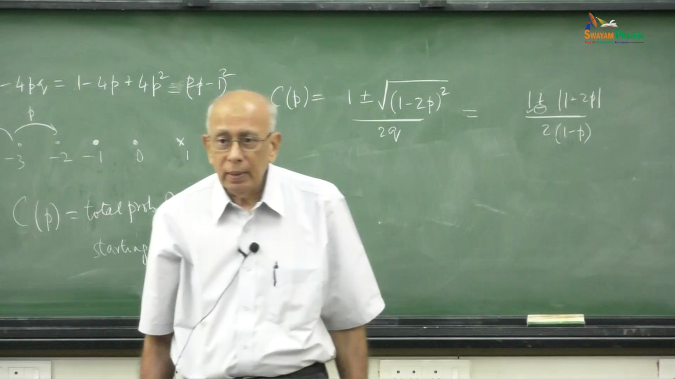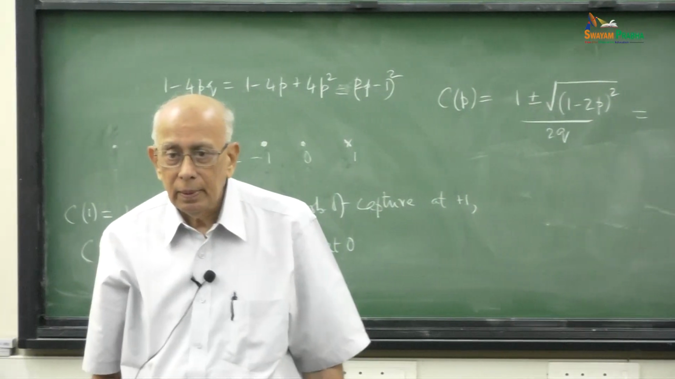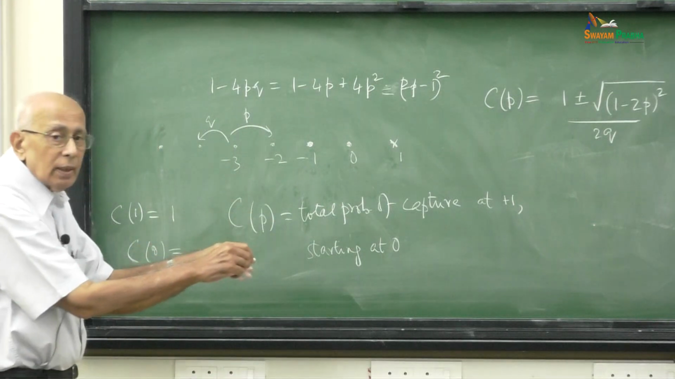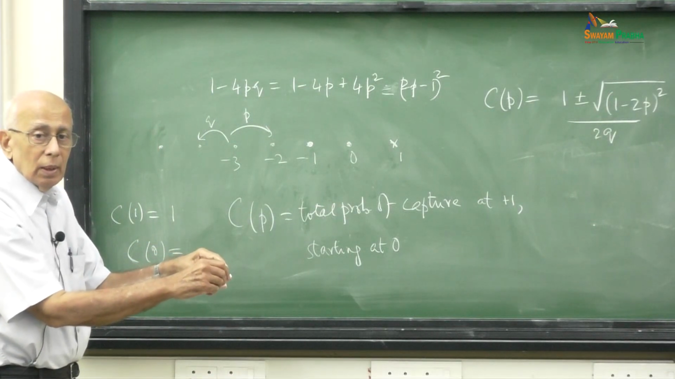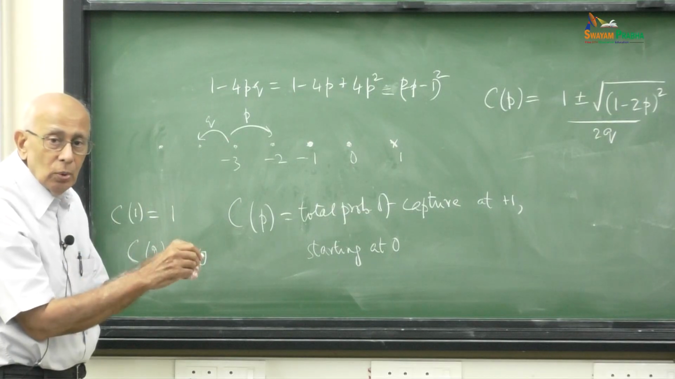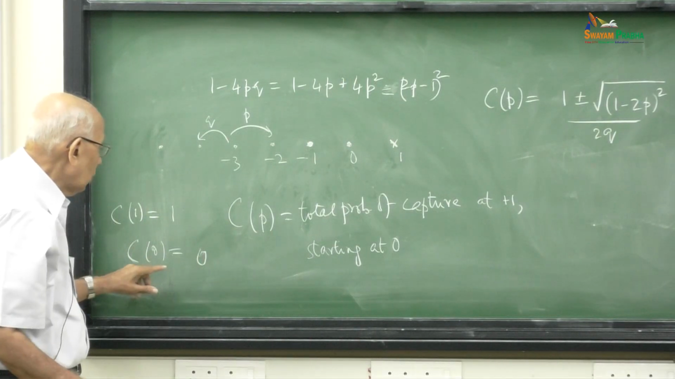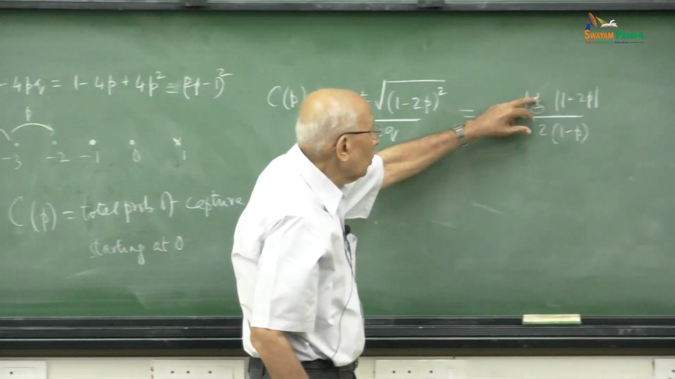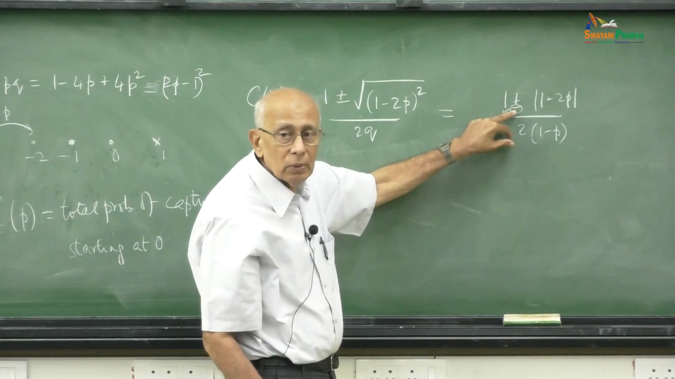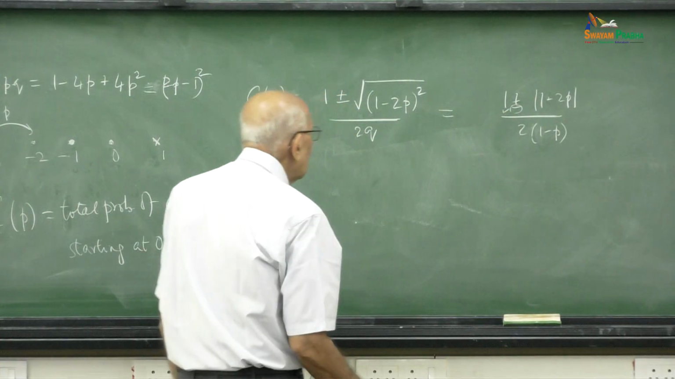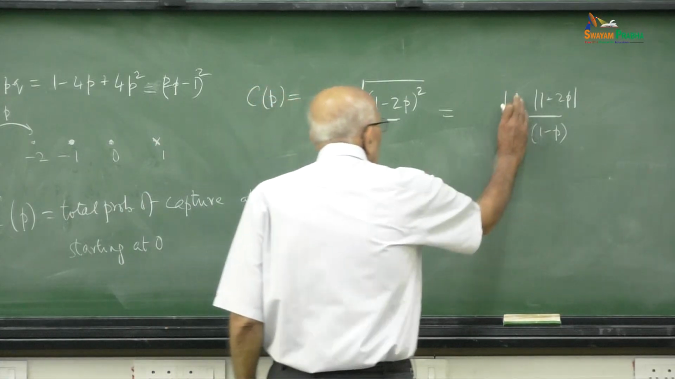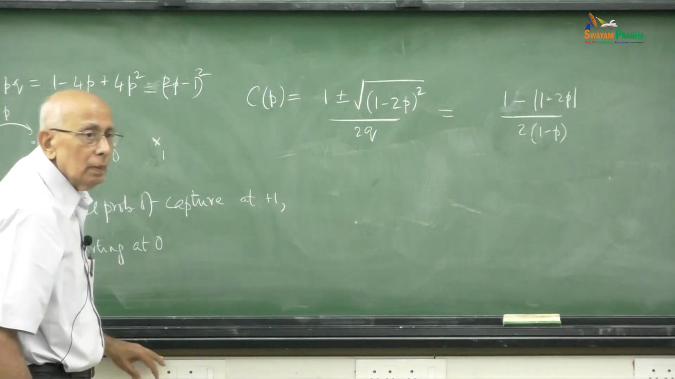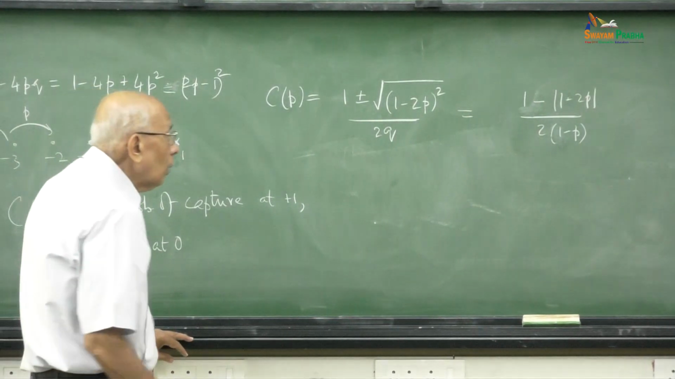Why is it the minus root? Because I want the condition that if you never jump to the right, the capture probability is 0. And never jump to the right means P is 0 and Q is 1. So C of 0 must be 0. But if you put p equal to 0, the plus root does not give you 0, the minus root gives you 0. Right? So C of p is 1 minus this guy. Definitely. Now we have two cases.